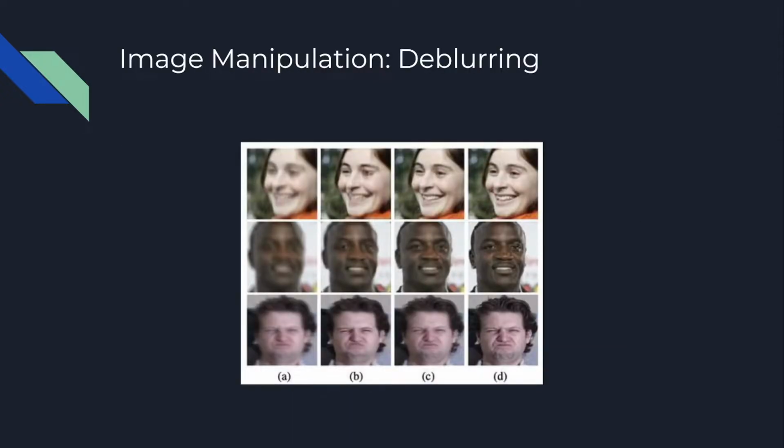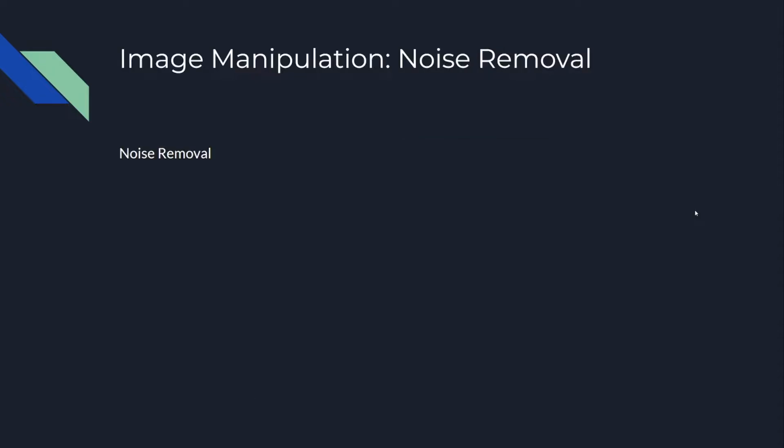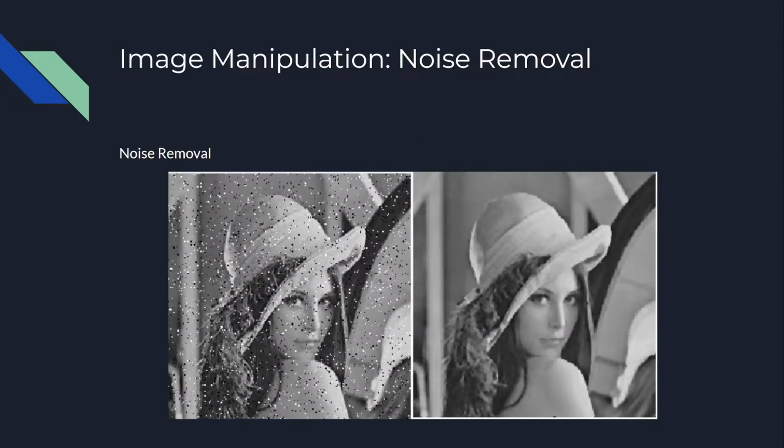This is another example of image manipulation, which is deblurring. Several filters and algorithms are applied to the image, and it improves the quality and the ability to extract information from the image. This is another example of image manipulation, which is noise removal, where a filter is applied so that a lot of the noise in the image is removed.